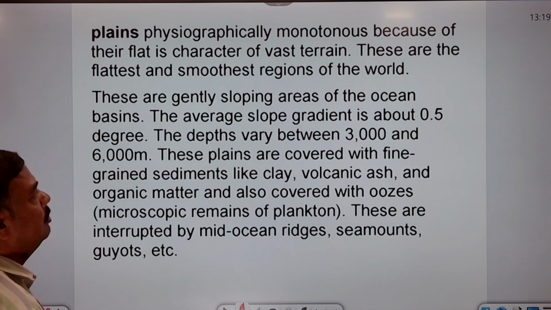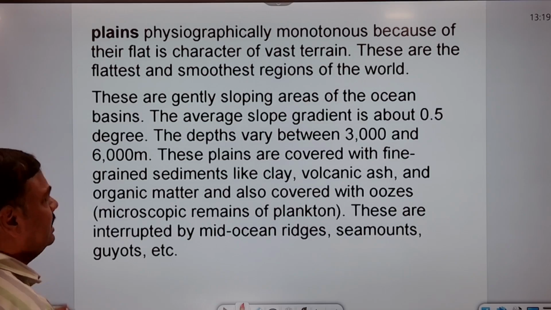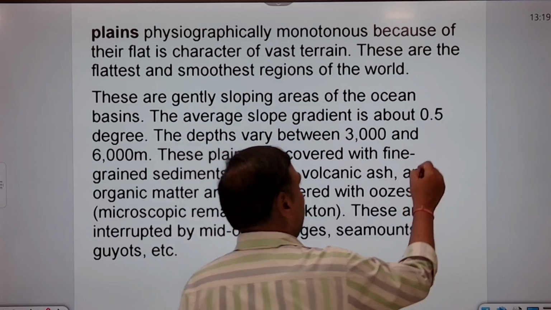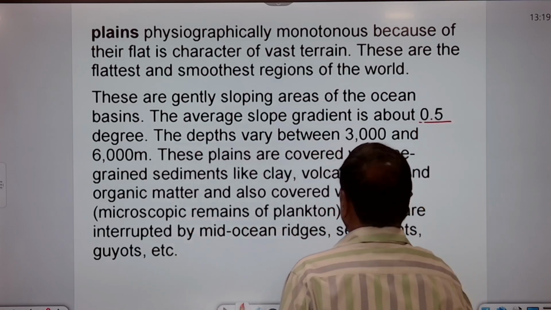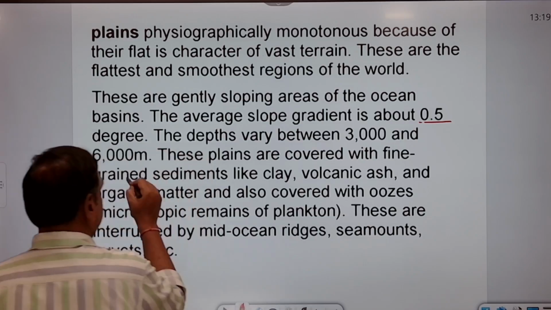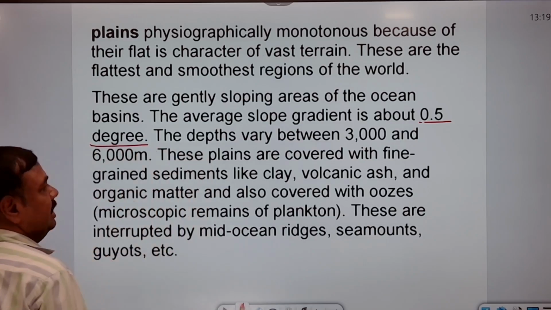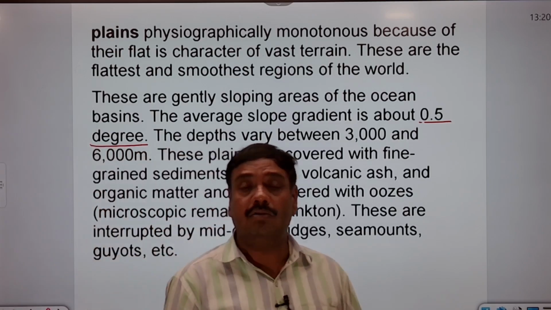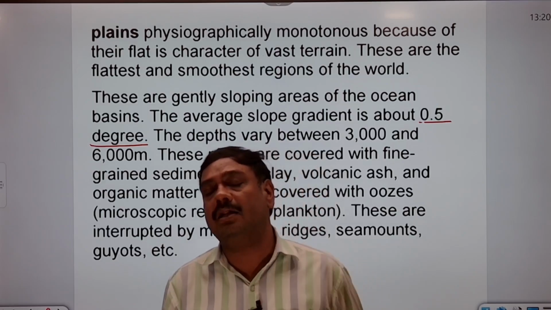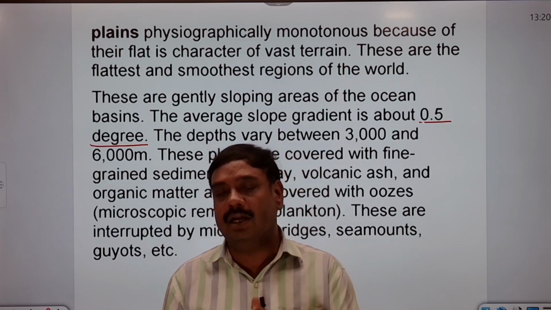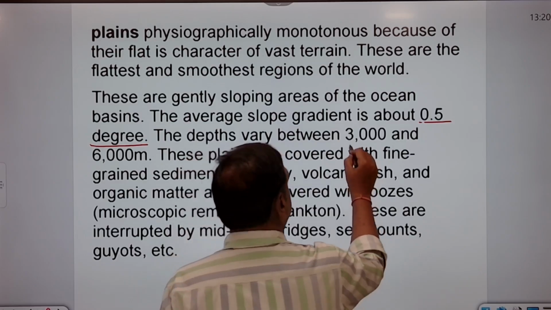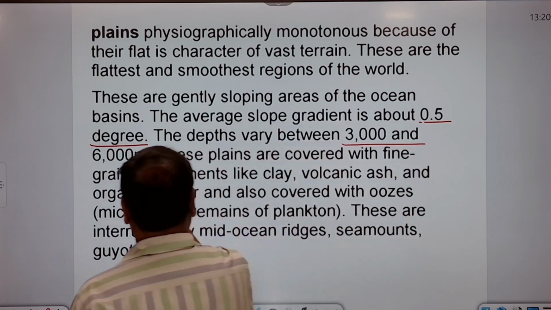These are the flattest and smoothest regions in the world, and somewhere they are gently sloping. If they are gently sloping, they have a slope gradient of about 0.5 degree. Obviously, these are the deeper regions. Wherever the slope gradient is found near 3000 meters, after that these are the regions of deep sea plains. The depth is found between 3000 meters and 6000 meters.